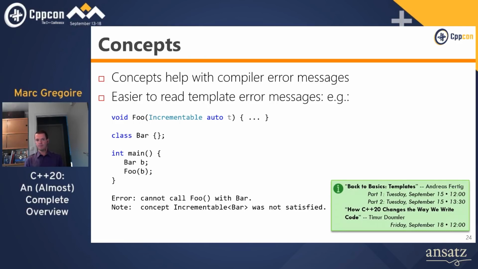Instead of any cryptic template error messages, what I get is a very clean error message from the compiler. It simply states that I cannot call foo with a Bar because Bar is not incrementable. Everybody that has worked with templates, especially more complicated templates, if you provide the wrong types for those templates, then you might have hundreds of cryptic template error messages. Then you have to hunt down to find the location in your code that is causing the error. And concepts will help a lot here. There are 2 sessions, one on Friday and 2 parts on Tuesday if you are interested in more content about concepts.